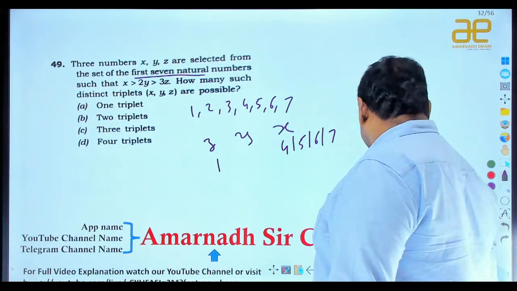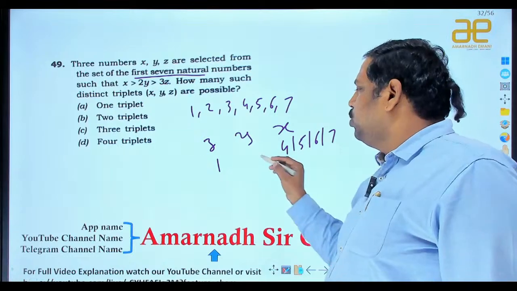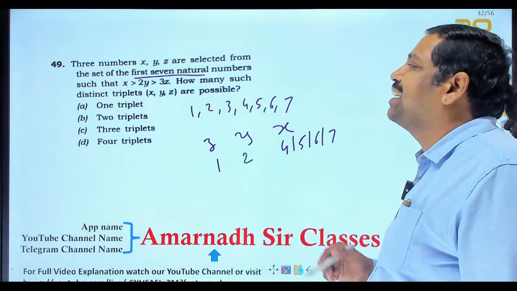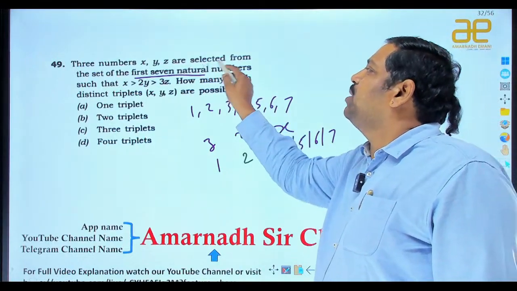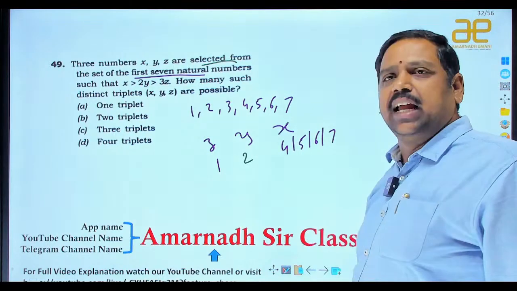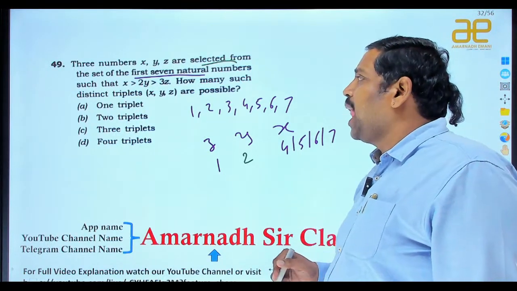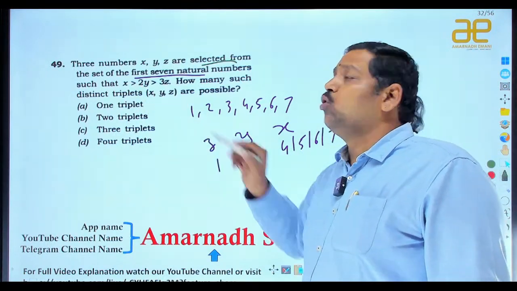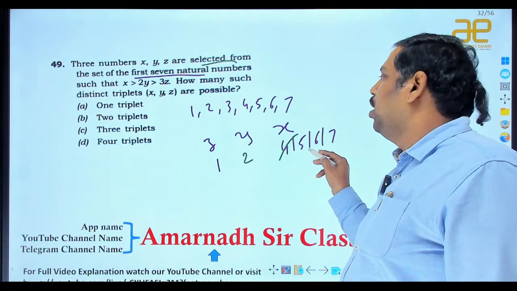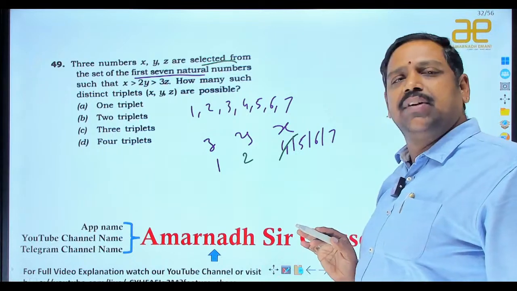What about y? Three numbers x, y, z are selected. Selected means repetition is not allowed, so y should not be 1 again. So y should be 2. Then x should be greater than 2y. 2y is 4, and greater than means 4 should not be taken. So 5, 6, 7, all three are satisfying.